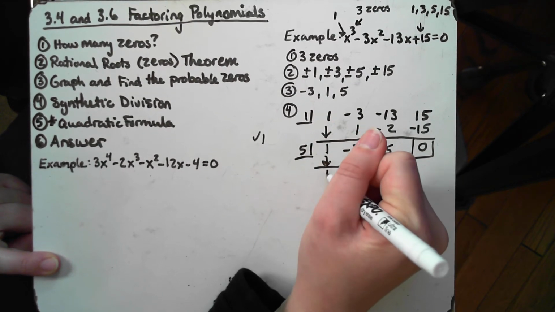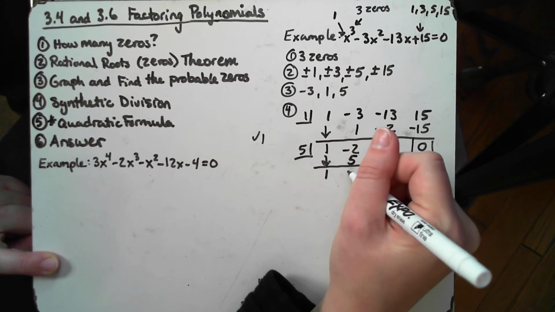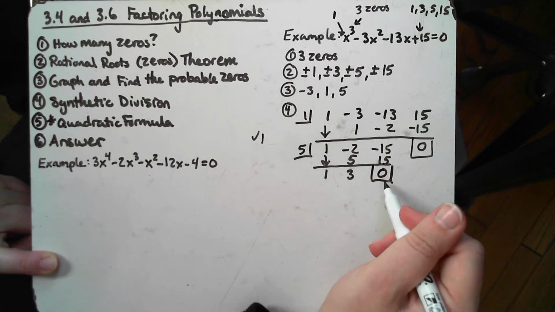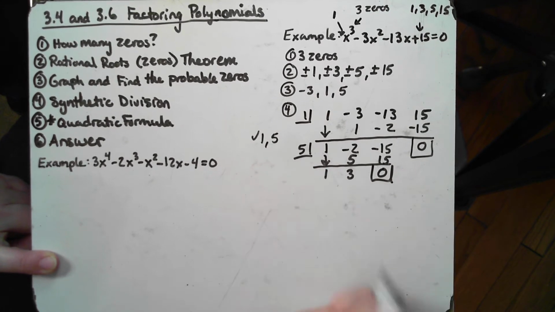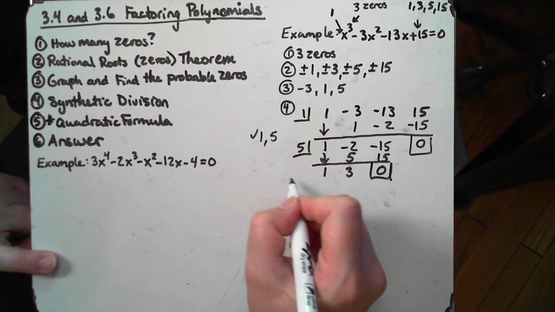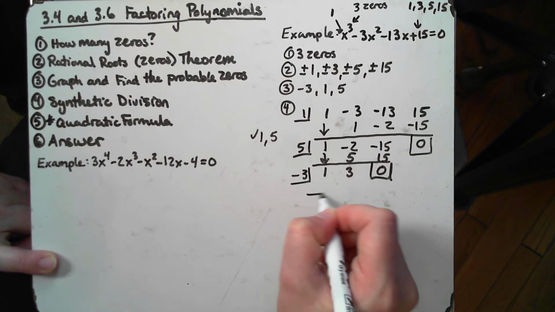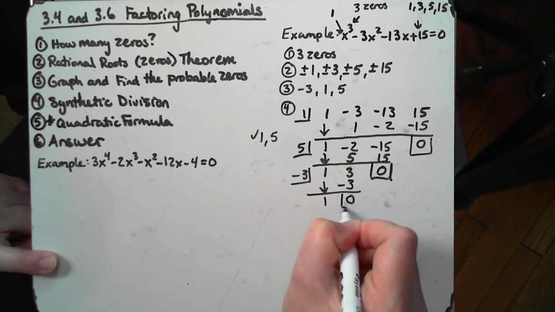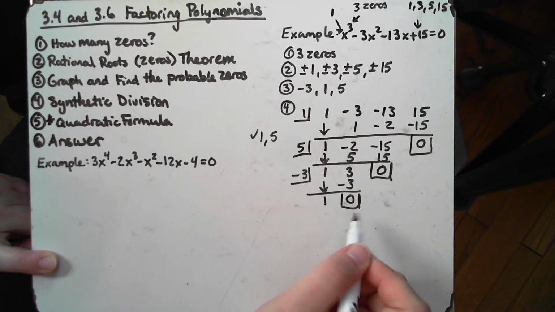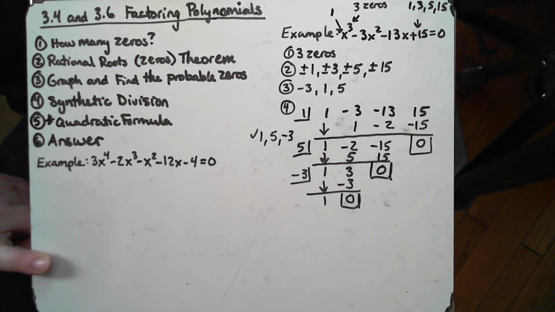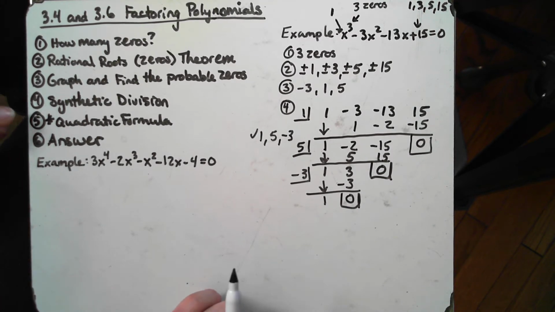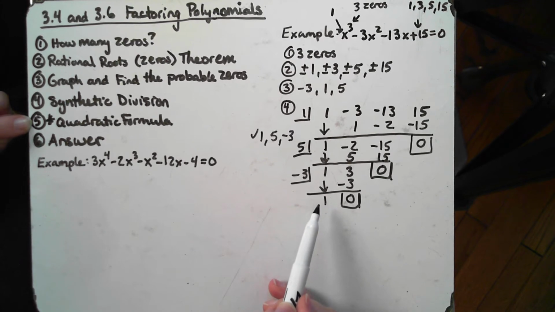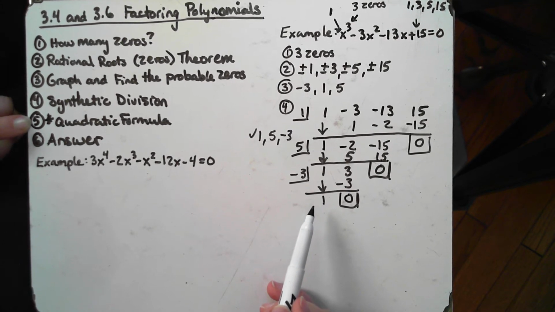Bring down the 1. Multiply, add, multiply, add. And again, I got a remainder of 0. So 5 works. Now I'll try -3. Okay, and -3 worked as well. So I don't have to do the quadratic formula step because I had enough factors. This is an optional step. If you don't have enough factors, you would do the quadratic formula.